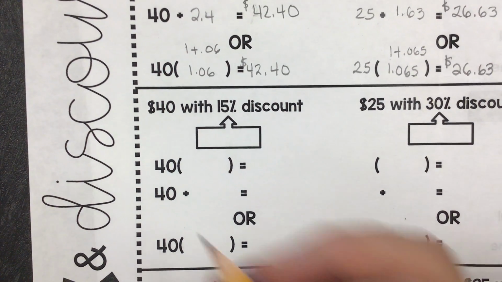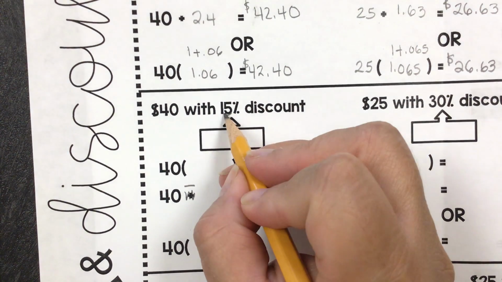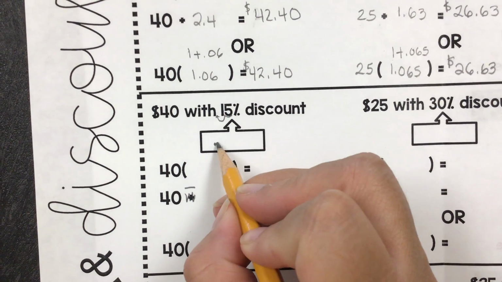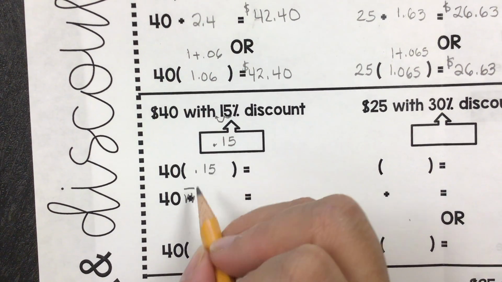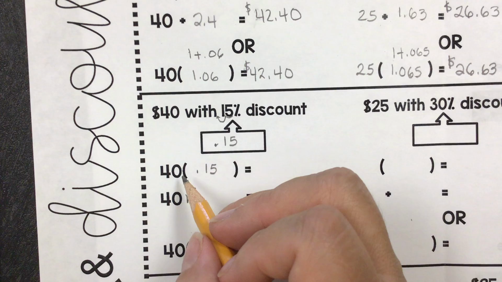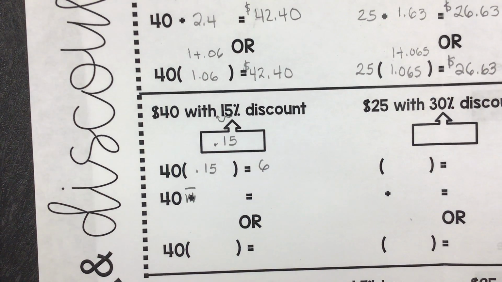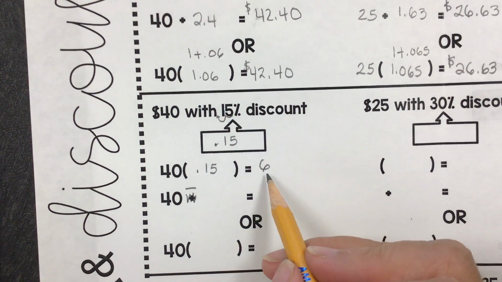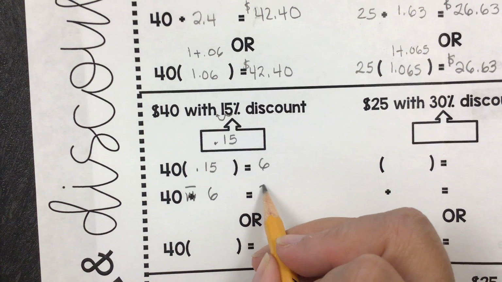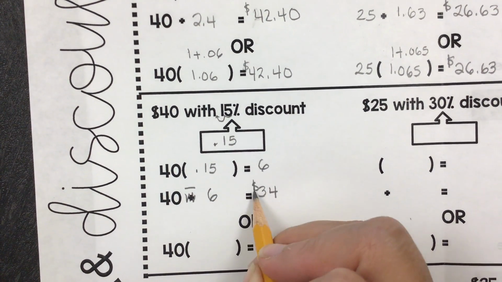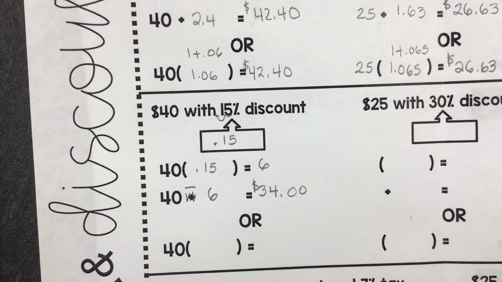For discount, we're not going to add them together, we're going to subtract. But we still need to fix that percent and make it into a decimal. That gives you 0.15. We're going to multiply that decimal to the original amount, which is 40, and that gives you 6. Once you have 6, you take that away. Since it's a discount, 40 minus 6 gives you 34, and that's dollars. You can leave it like that if you would like, or you can put the cents, which is 0 cents.